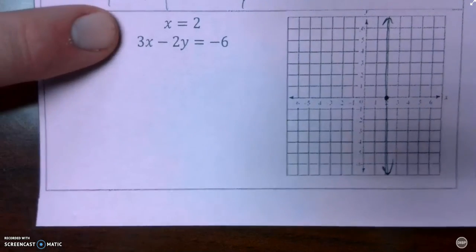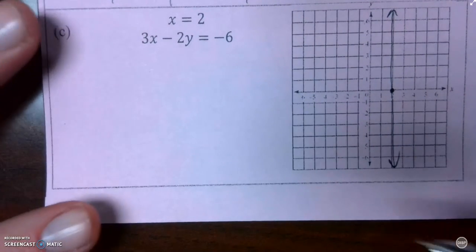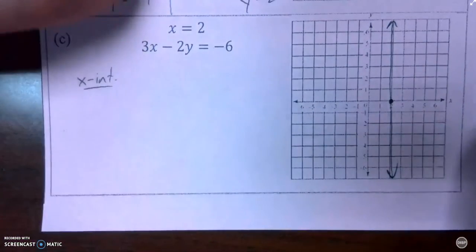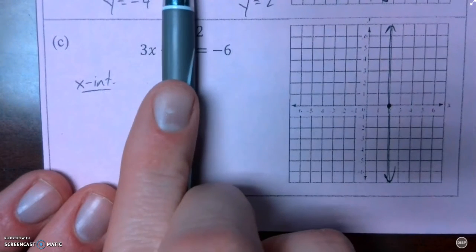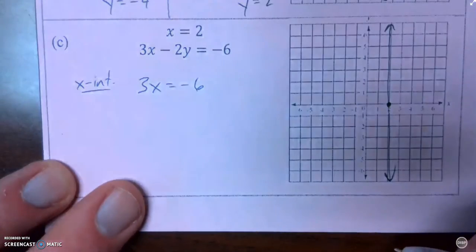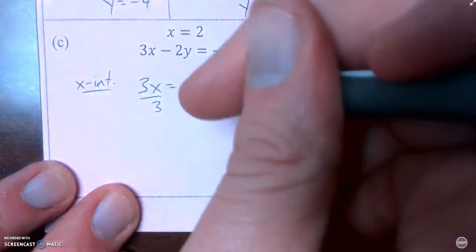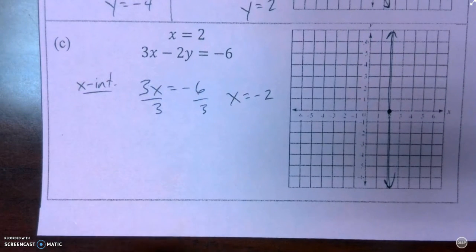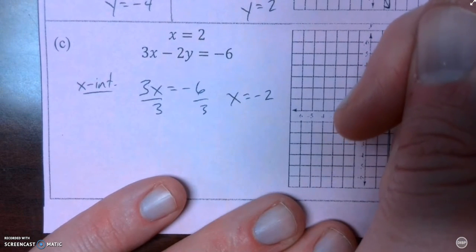Now this second equation is not solved for y, so let's find the intercepts. The x-intercept, I'll cover up the y term, and it simply says 3x equals negative 6, so that's what I'll solve. If 3x is negative 6, then x is negative 2. Right there.